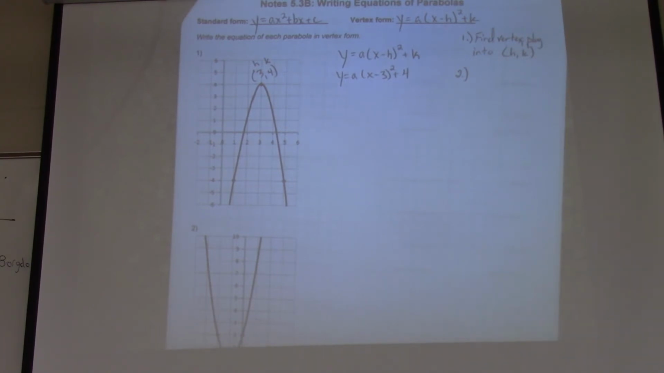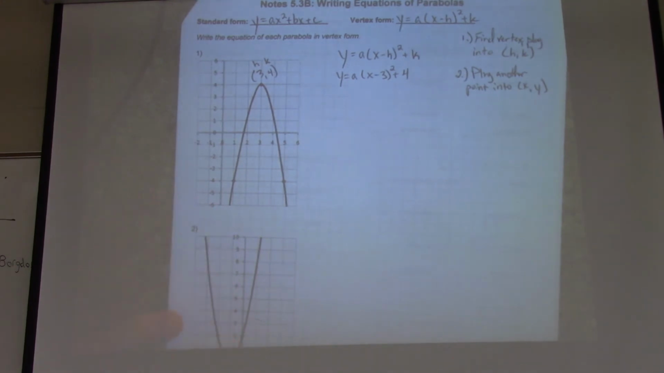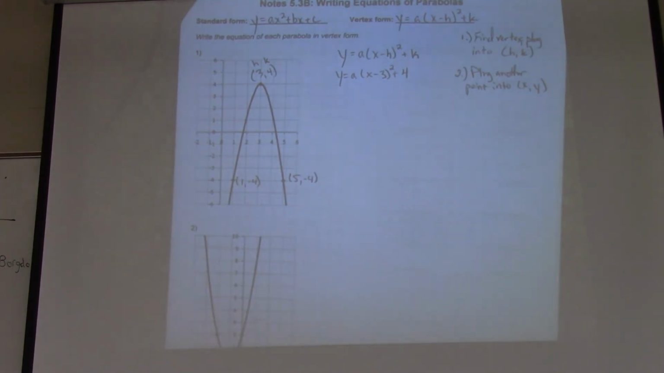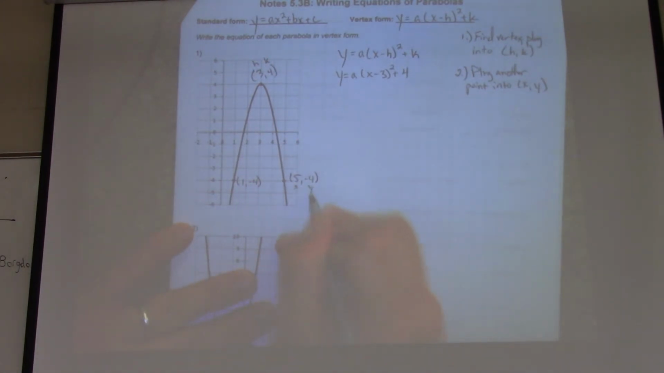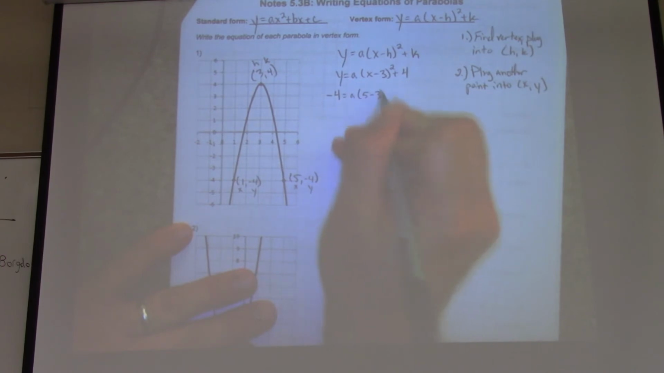Okay, so next step, plug another point into x, y. And I don't care which point you pick. I got 2 points here. I got 5, -4, and I got 1, -4. For purposes of your notes, go ahead and label both of those points. I want you to see this is x and this is y. I don't care which way you do it. I'm just going to pick this point because I did it in first hour. Plug y into y. Plug x into x.